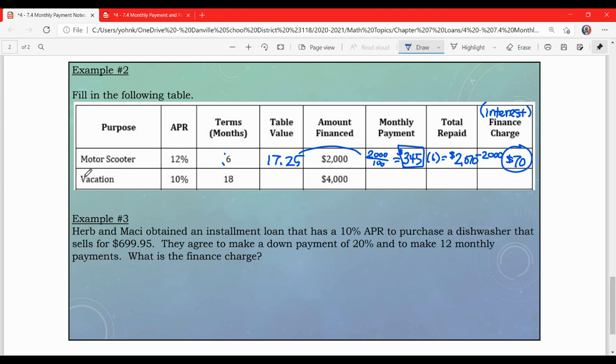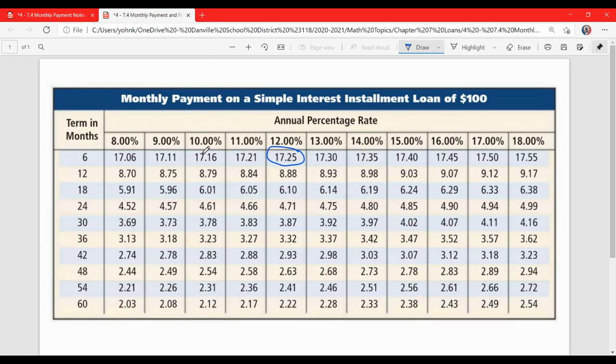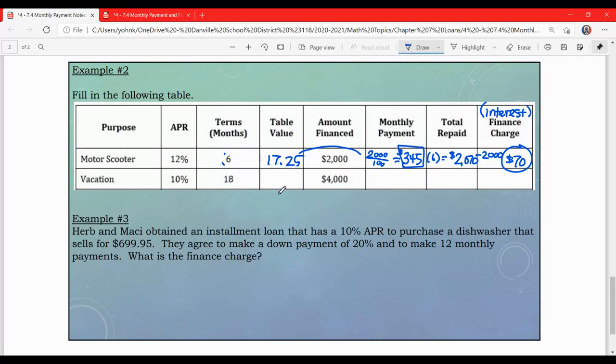Okay, we're purchasing a vacation. We have a 10% APR for 18 months. So if we go to the table, 10% APR, 18 months is 601. So 6.01. Amount financed is $4,000. So we're borrowing $4,000. To find the monthly payment, we take the 4,000, divide by 100, and multiply. So if I multiply, I get $240.40 as a monthly payment.